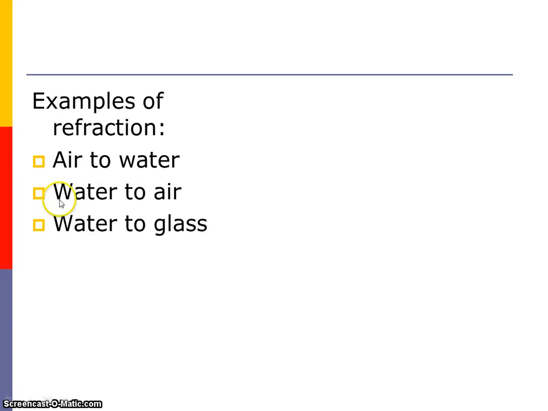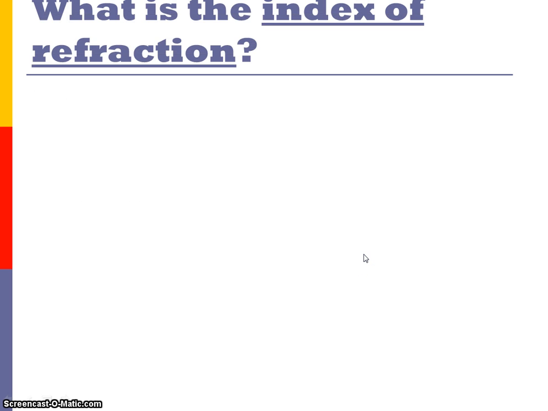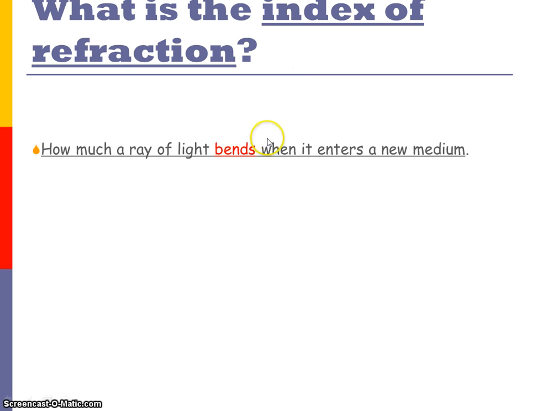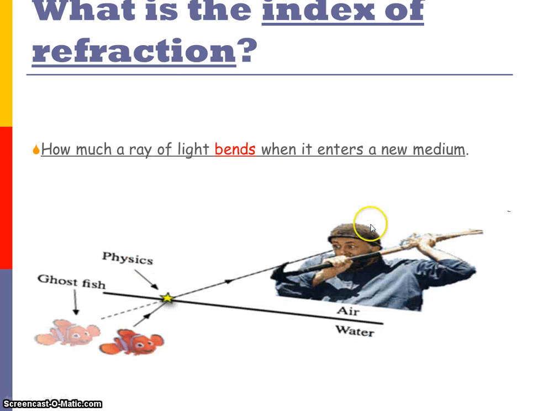So any kind of bending of light from air to water is going to change mediums. Water to air changes mediums. Water to glass changes mediums, which is why, especially when there's water in the glass and the pencil's in the middle, there's several changes in the speed of the light causing those multiple differences in what we see. So the index of refraction, obviously very important. It tells us how much light bends when it enters a new medium.